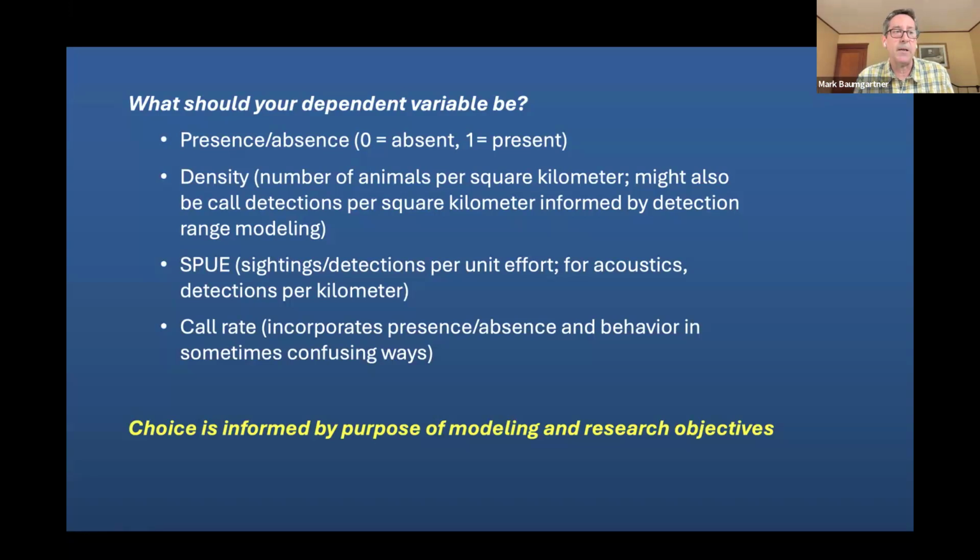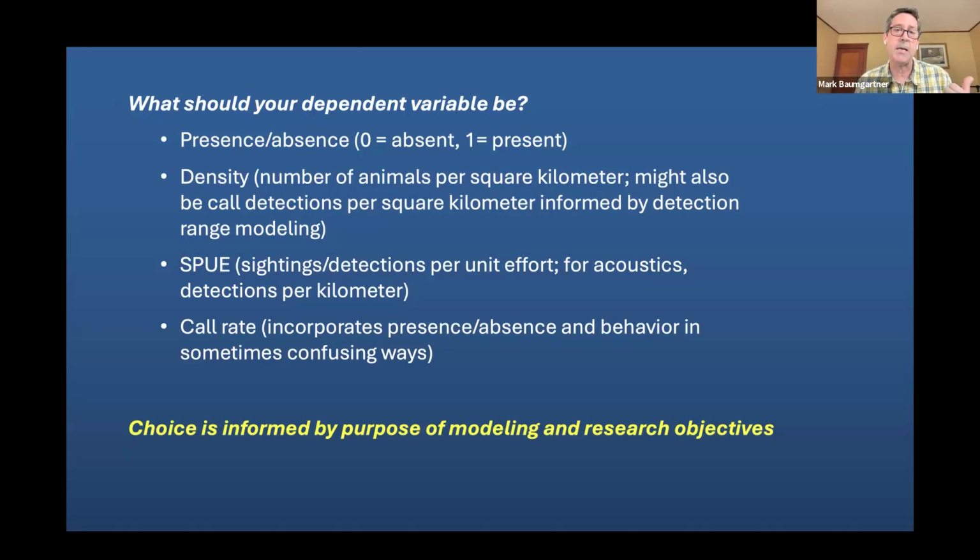And that's something that's very amenable to acoustic data, for instance. Not all species, we can't estimate the density of all species. Depending on who you talk to, they'll have different opinions on which species are good or bad at this, but we can at least say there's one or more of an animal there if we detect calls. So presence and absence is sort of a baseline thing that anyone can do with acoustics.